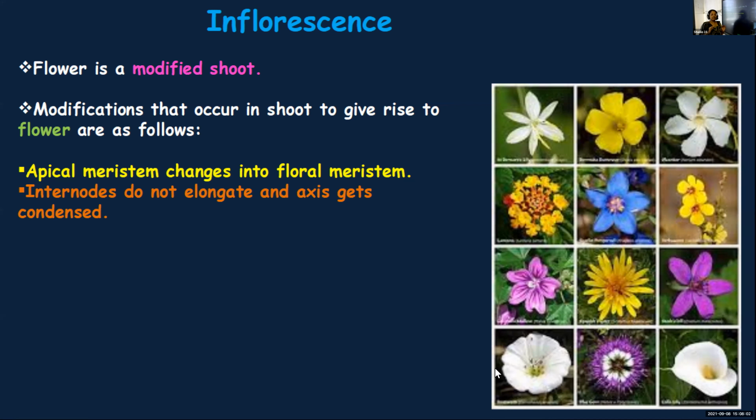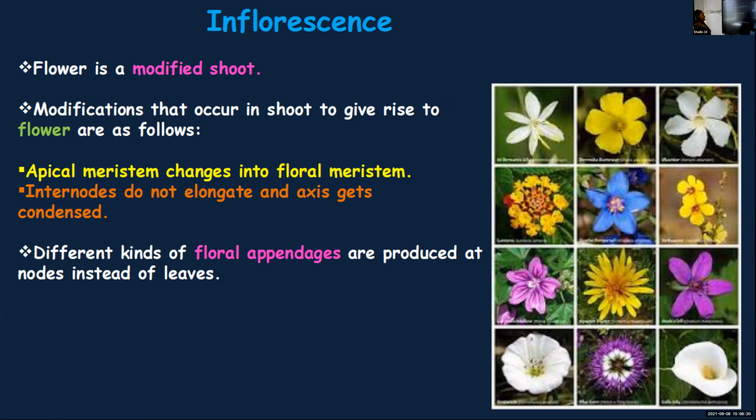Second point, since it has to transform into a floral shoot, or it has to change into a flower, the internodes will not get elongated. If it is a stem, there should be spacing in between the nodes, and internodes will get elongated. But now this has to transform into a flower. So there, the internodes need not be that elongated. So it will not elongate, the axis will get condensed.